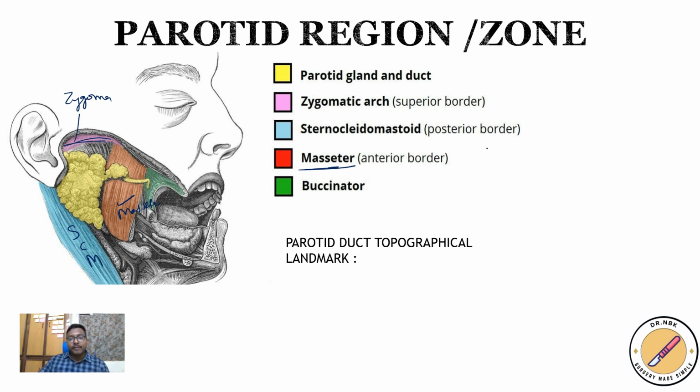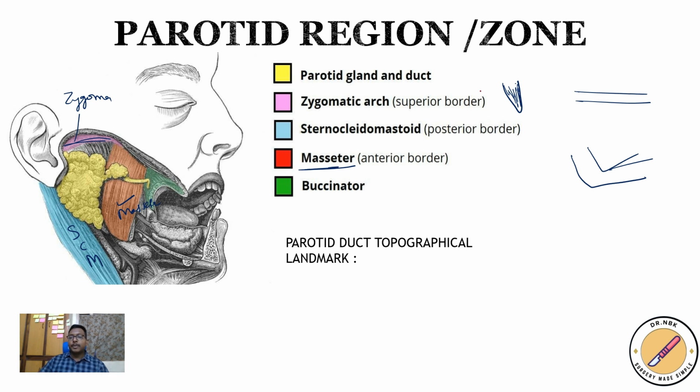Then coming to the topographical landmarks. What do you mean by topographical landmarks? Just by looking at the patient here, how do you know this particular region is the parotid region, which is also called parotid zone? See, this is the zygomatic arch we have. Then roughly this is your angle of mandible. Posteriorly, you have a mastoid process. Now, topographical landmarks we can easily remember. There are two important horizontal lines and two important vertical lines.